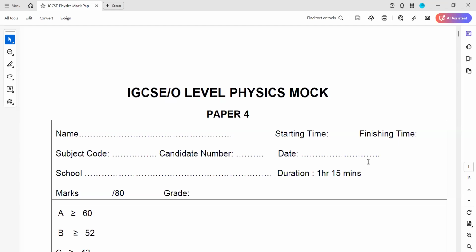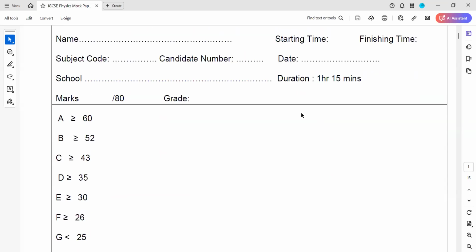Start the discussion of the mock. This is a mock paper 4 set 3. You can use your mic, chat, or screen annotation to answer the questions from this paper.